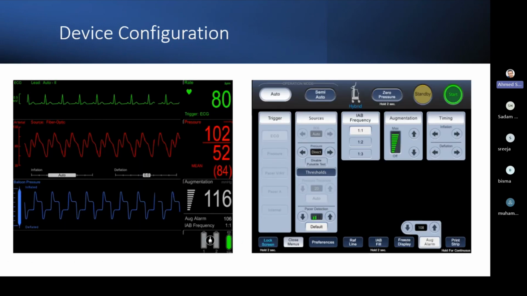And this is the display monitor, which shows many parameters like the heart rate, the arterial blood pressure waveform, and the augmentation, and the balloon pressure waveform. And also it can show you the percentage of the helium. And this is the touch screen monitor with a lot of key functions which can control and adjust the setting of the intra-aortic balloon by the operator.